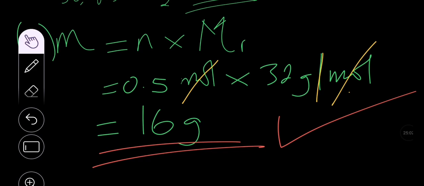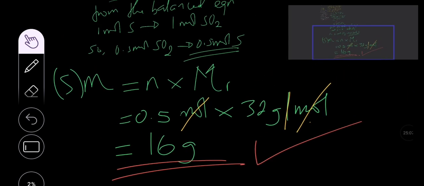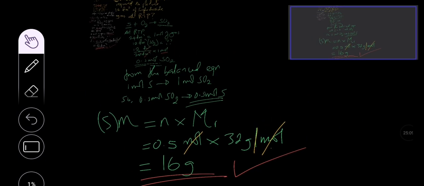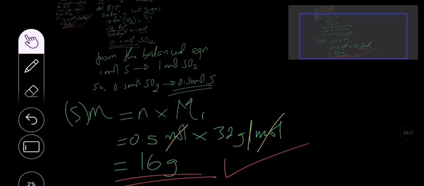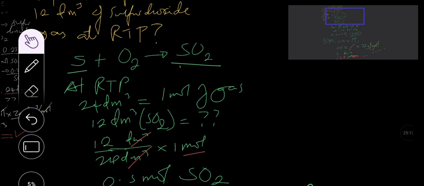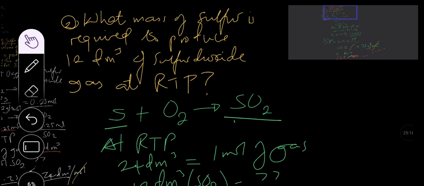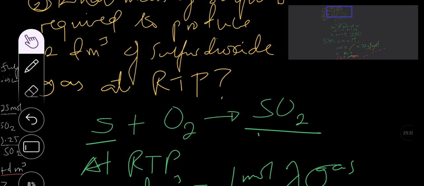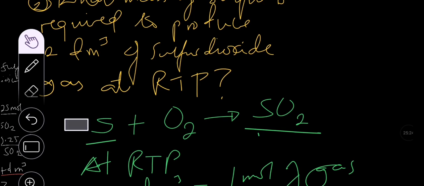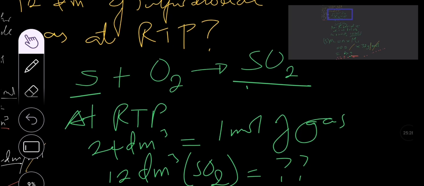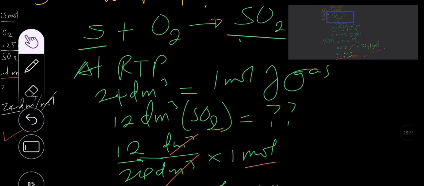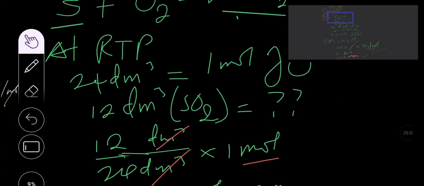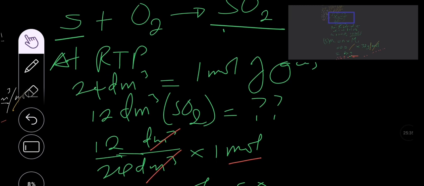We did this after flipping the style of the question so that it can be different from the question that we did at first. Maybe a quick look at what we've done. The question asks what mass of sulfur is required to produce 12 cubic decimeters of sulfur dioxide gas at room temperature and pressure. First, we wrote down the equation, the balanced equation. It was already balanced, and at room temperature 24 cubic decimeters equals 1 mole of gas.